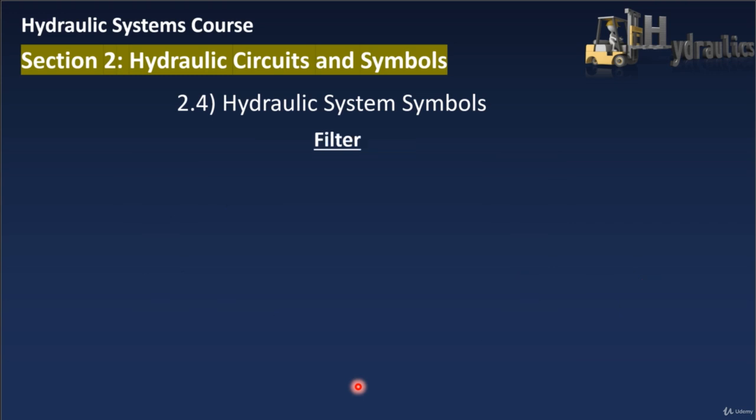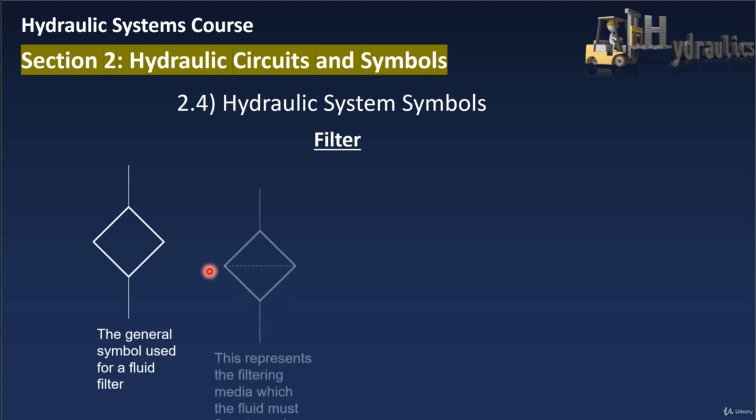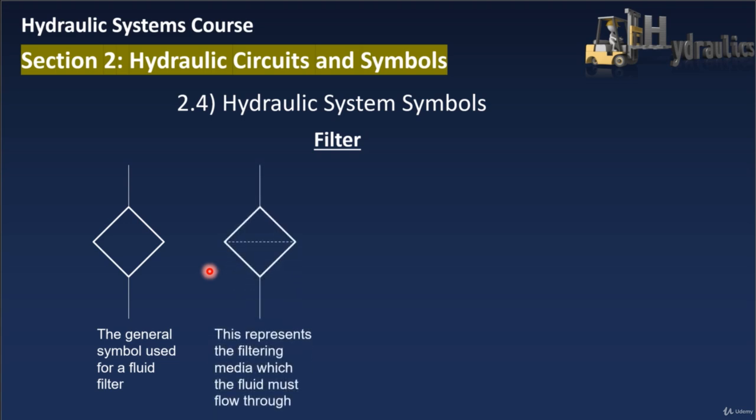The filters are used to clean the hydraulic oil. The general symbol used for a filter is an empty diamond as seen here, and several different types of filter symbols can be made by making slight changes or additions to this basic symbol, like this sample. Here we have a filter with a dashed vertical line inside the basic symbol, which represents the filtering media which the fluid must flow through.